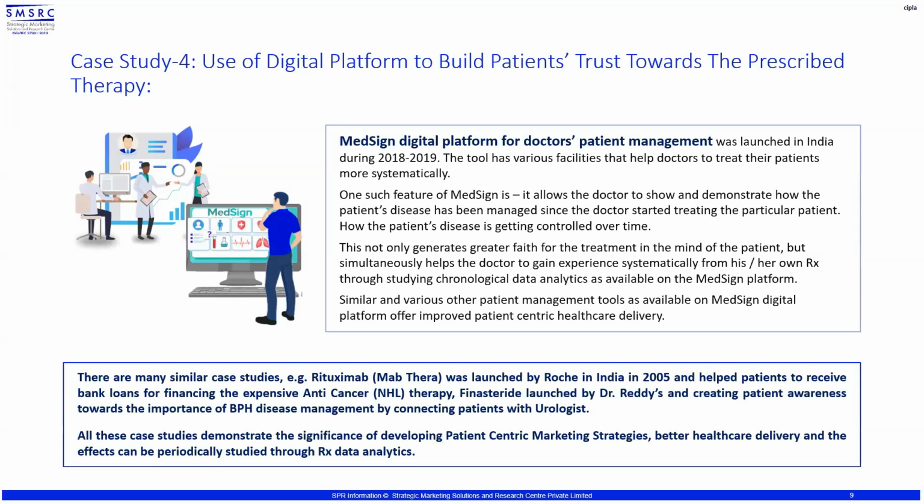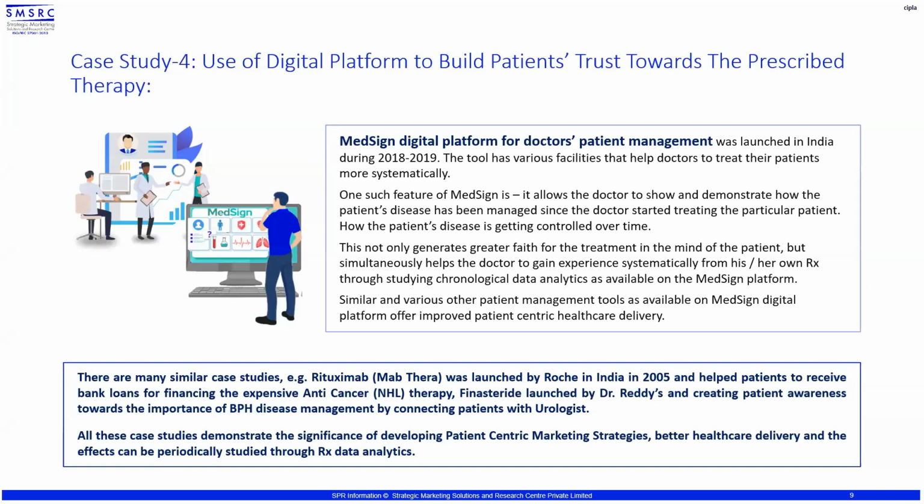There are many similar case studies. I think if we start discussing those case studies, we will not have much time left for the day, so let me not take you through all of them. Just a quick reference to a few interesting case studies that I have personally seen and observed. Rituximab was launched by Roche in India in 2005, at 1 lakh rupees per vial, and it helped patients receive bank loans for financing that expensive anti-cancer therapy, used specifically for non-Hodgkin's lymphoma.